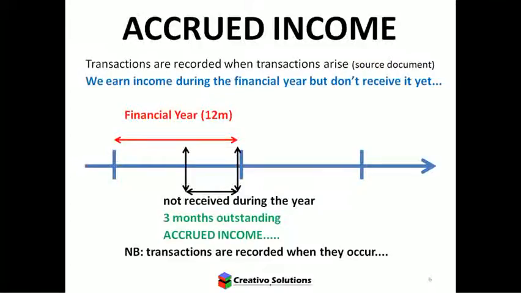So if 3 months are outstanding, can I only show 9 months in the financial year? Well, the answer would be no, because you've earned it. You've rendered the service, or you've given the products for that particular period of time. So for the 12 months, I need to show 12 months worth of income that has been earned. So if you've earned the income but you haven't received it, you're going to create an adjustment called accrued income. Transactions will be recorded when they occur, so when I earn the income, I need to record it in the accounting records for the books of the business.